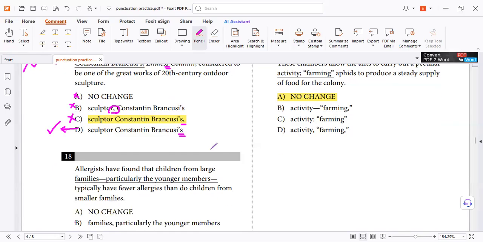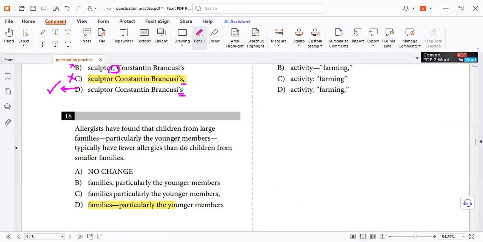Common mistake. Number 18. Number 18, you make it D, but no, my friend. Try again. Okay.